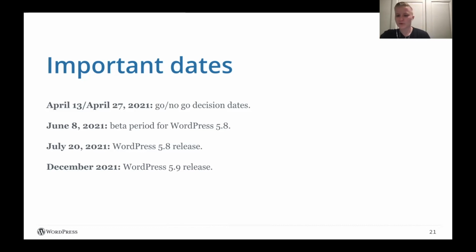I would expect to see more high-level posts throughout the month, especially after the second date, the April 27th date, that's when final decisions will be made around 5.8. Then if all goes well, the beta period for WordPress 5.8 will start on June 8th. So people can actually start getting their hands on the tools that are going to be in place in the actual release and testing it and finding bugs and improving things from there. And July 20th is the actual date of WordPress 5.8 and when it's released.